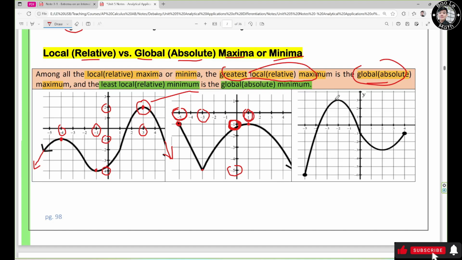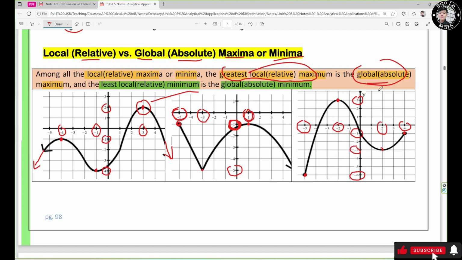Now number 3. The local max is right here, 3 at x equals -2, and this one right here, -1 at x equals 4. Now the function has local minimums right here: -6 at x equals -5 and -3 at x equals 2.